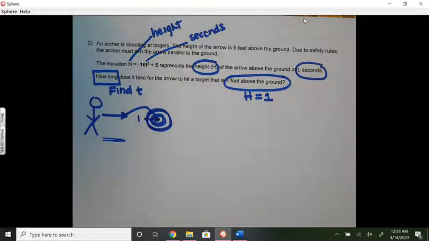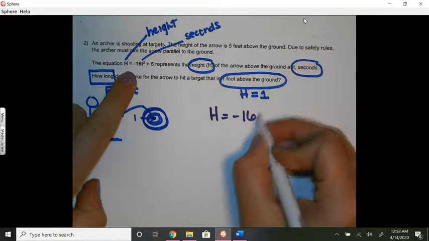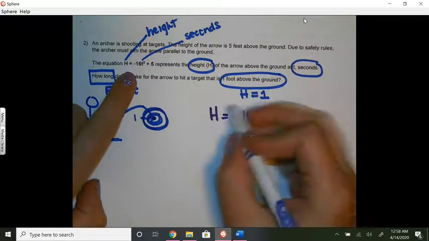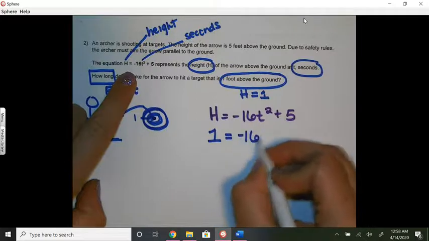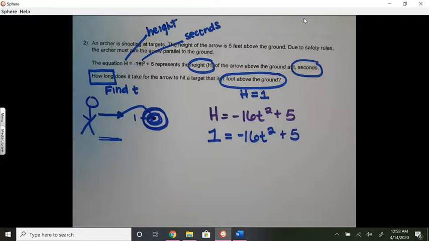Okay, so we're going to do the same thing we did in video 1, but instead we're going to take our function here, our equation, and it says that the height is 1. So we're going to go ahead and plug in 1 for h. Okay, so now we need to solve this equation.